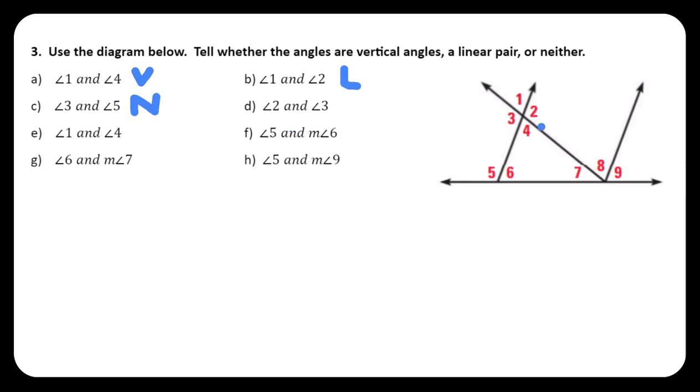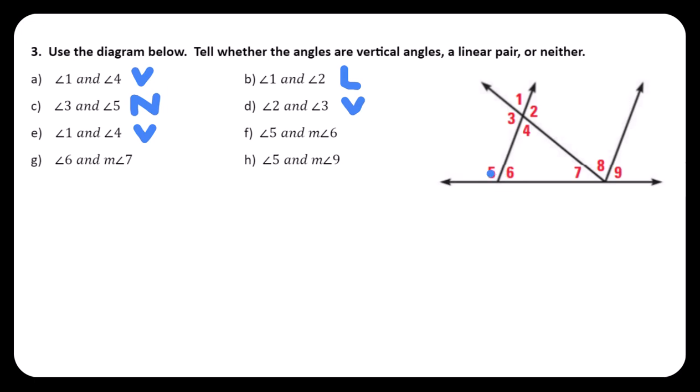2 and 3. Look at location: 2's here, 3's there. I do see two intersecting lines, and these are exactly across from each other. So these are vertical angles. All right, so in today's lesson, you're going to have to be able to identify which angles we're talking about. 1 and 4. Oh, we did 1 and 4 twice. So vertical angles again. Oh, glad we got that one.